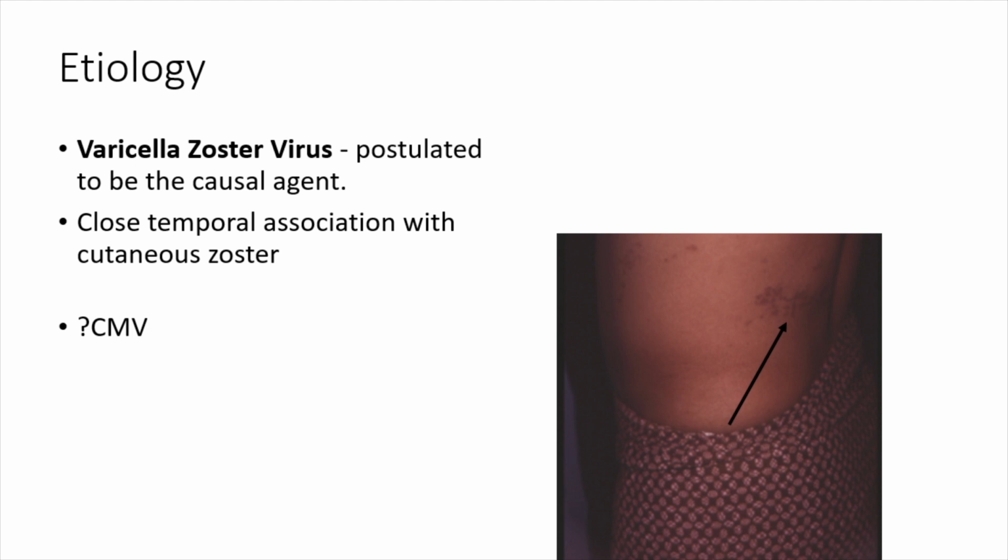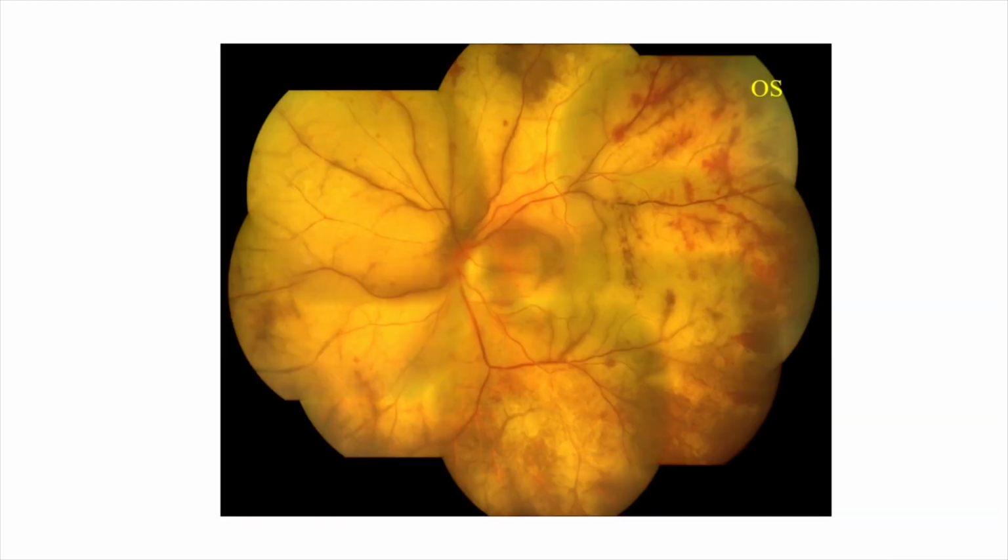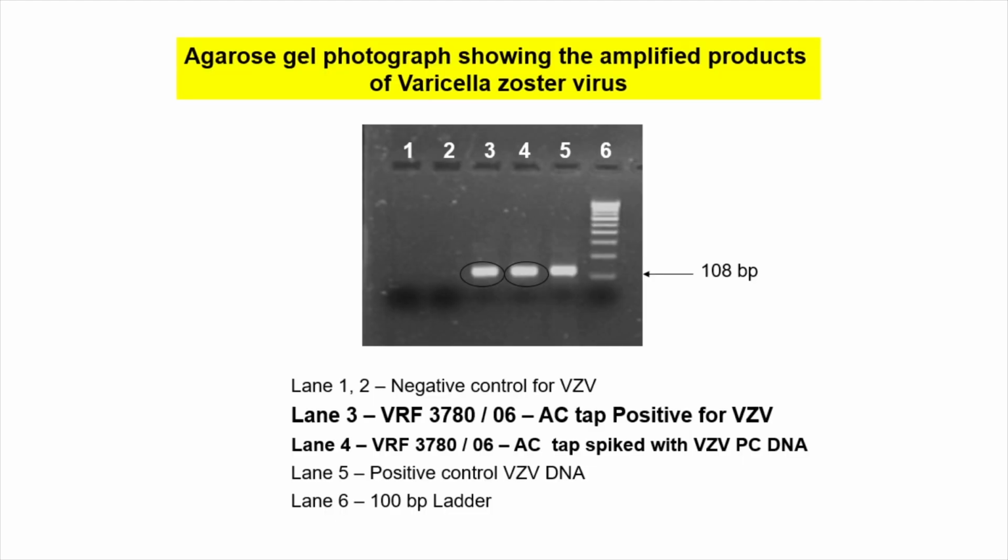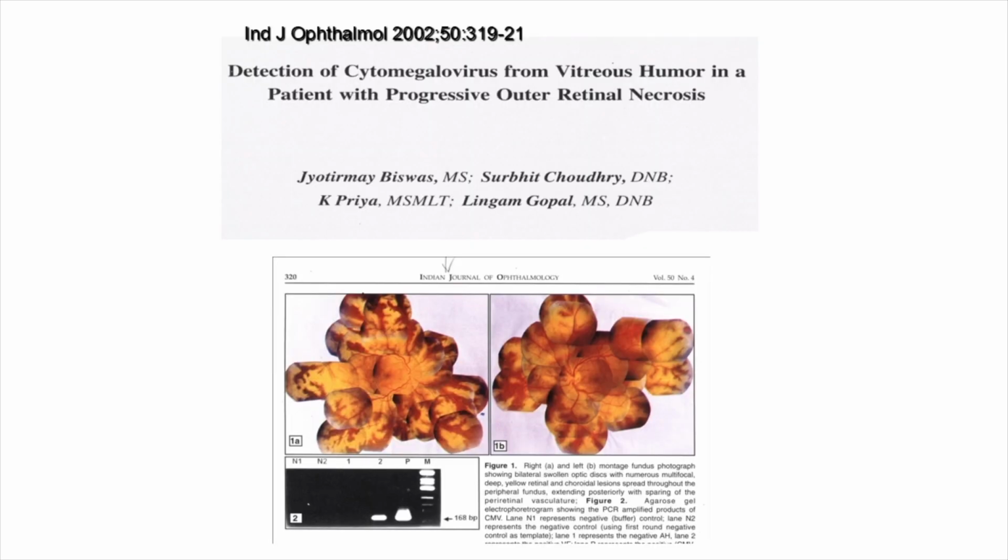Cytomegalovirus we have found in the vitreous humor of one patient of progressive outer retinal necrosis. Here is a case of progressive outer retinal necrosis showing the necrosis of the retina from the posterior pole to the periphery with sparing of the vessels. An agarose photograph showed amplified product of the varicella zoster virus in the anterior chamber tap. And this is a case where cytomegalovirus was detected from the vitreous humor in a patient with progressive outer retinal necrosis.